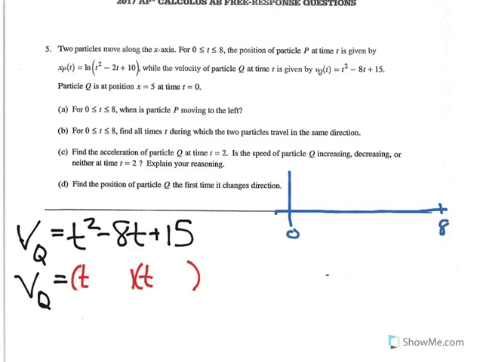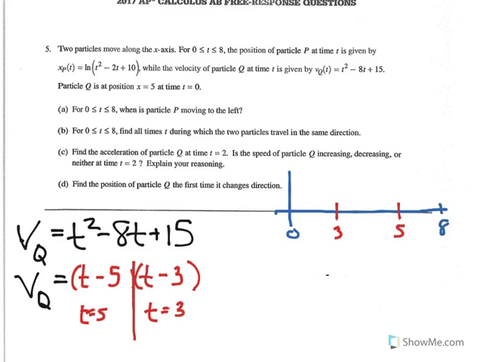I need factors that multiply to positive 15 to get me to negative 8. That would be negative 5 and negative 3. And set each of those equal to 0. And I get t equals 5 and t equals 3. So those are the values where the velocity is equal to 0. So I'm going to fill those in. Here's 3. Where I put them doesn't matter. And here's 5. And now I'm going to test.